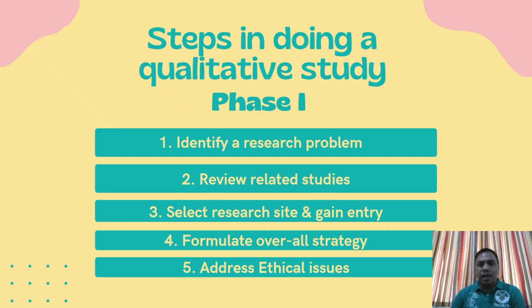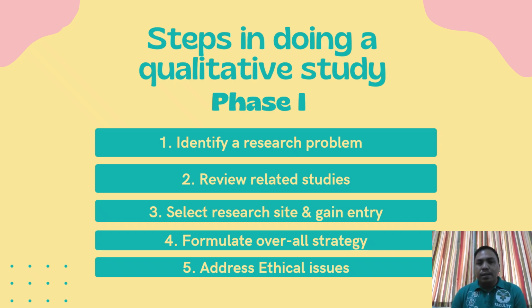These are the steps in doing a qualitative study in phase 1. In this phase, the study involves the foundational steps that set the direction and focus of the research. The first step is to identify the research problem, which focuses on understanding human experiences, behavior, or social phenomena in depth. After identifying the problem, the researcher proceeds to review related literature or studies to gain insight into existing knowledge, gaps, and theoretical perspectives related to the topic.